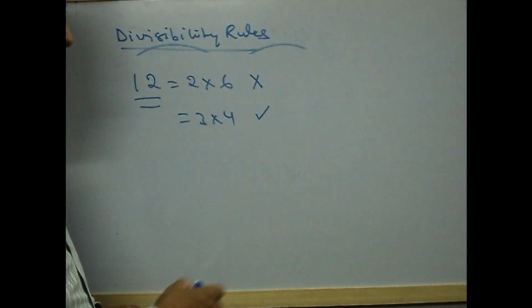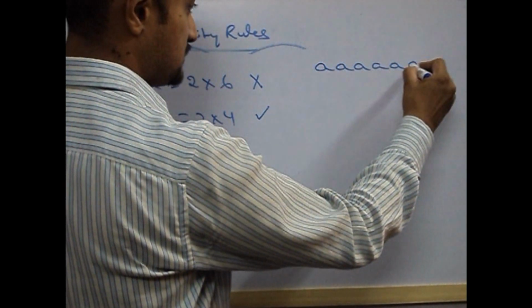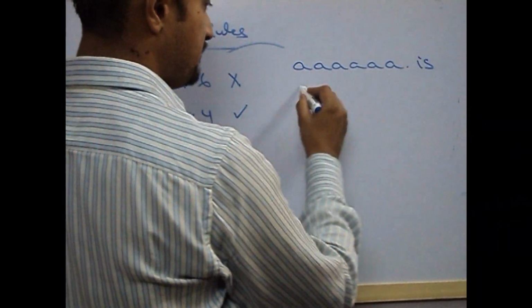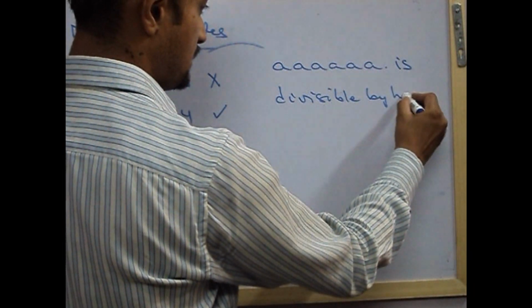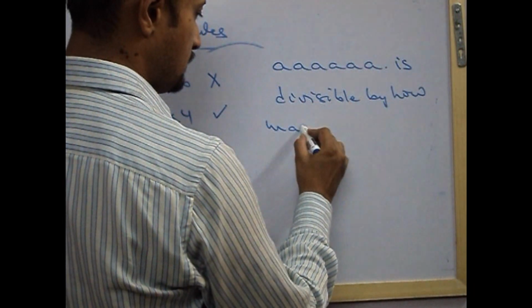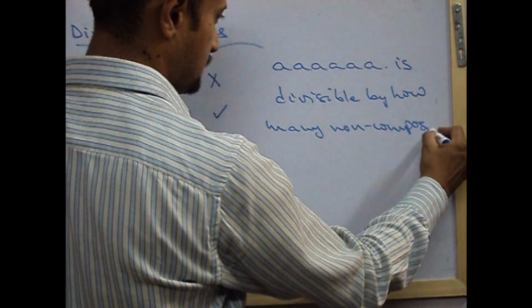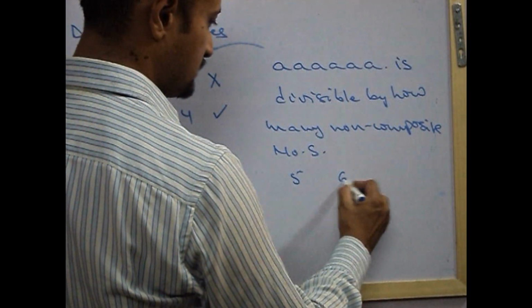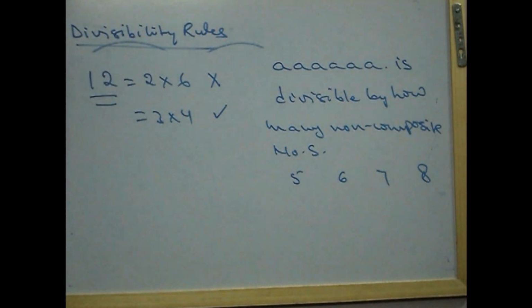Now question for you. We have a number AAA, 6 times, 8 is divisible by how many non-composite numbers? Choices are 5, 6, 7, 8. Think over it.